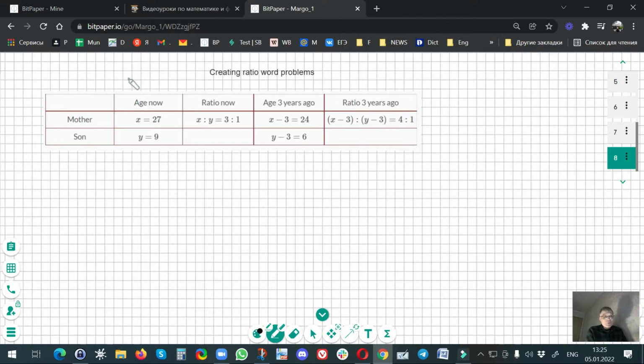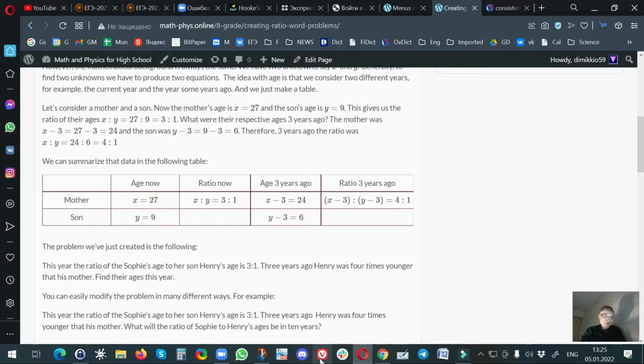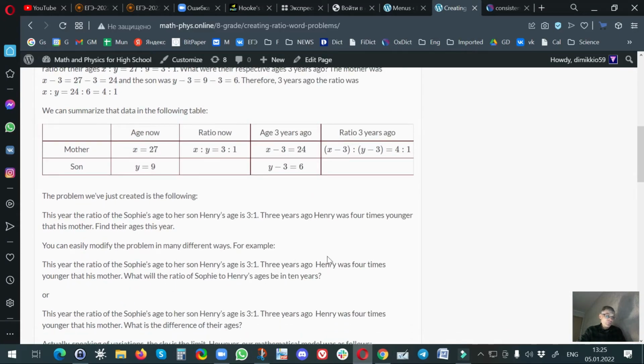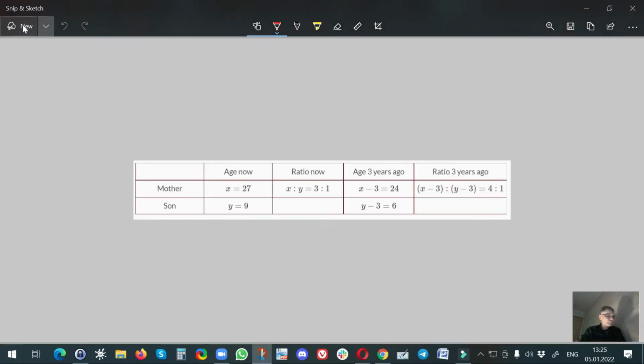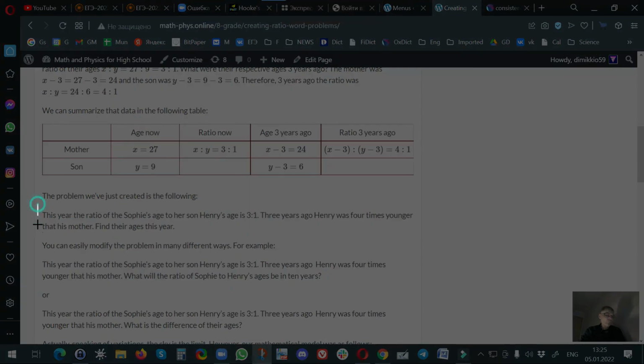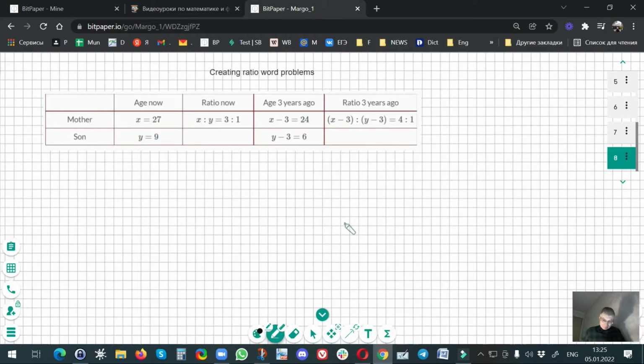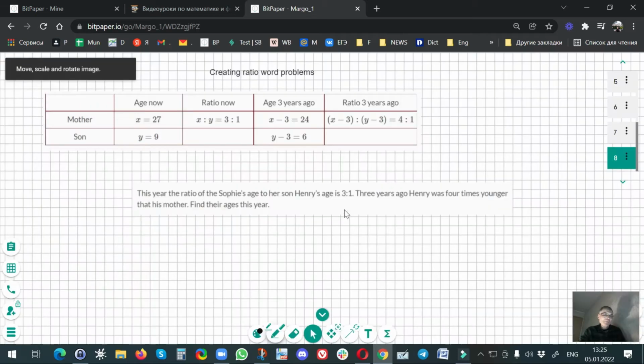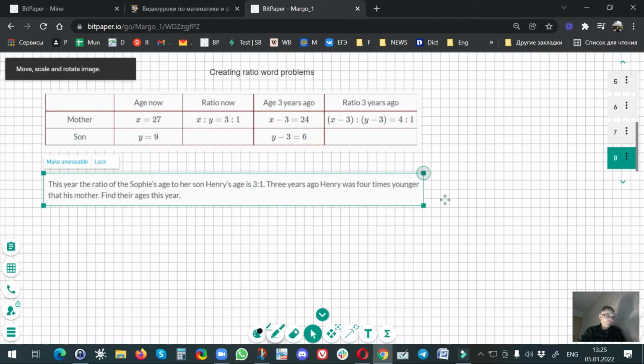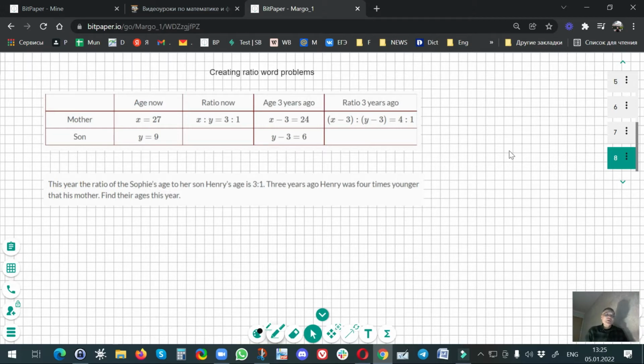And this produces my problem, which looks like this. Here the only difference from the table is that I have chosen names for the mother. It's Sophie, and for her son it's Henry or Henri.